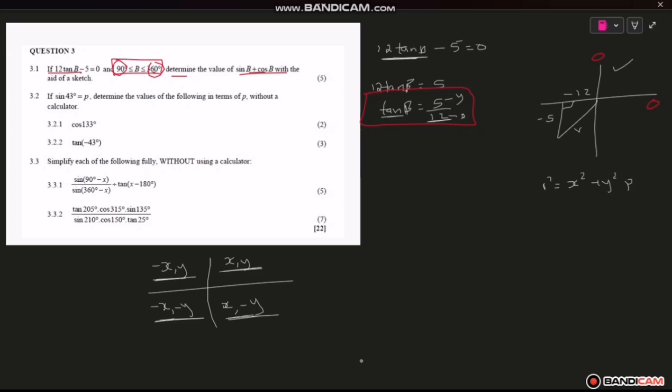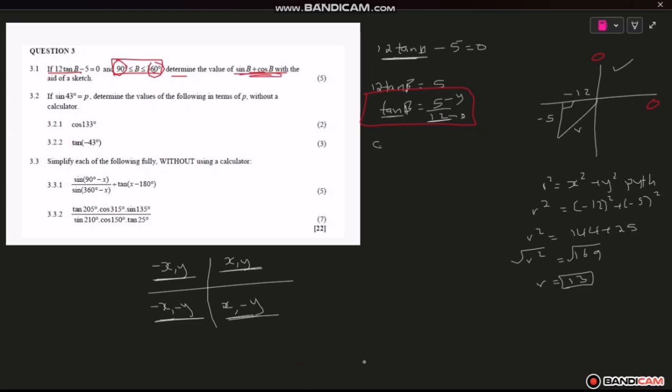Therefore, what is the value of r? We do not have it. That's what we are determining. The value of r squared is negative 12 squared plus negative 5 squared. Therefore, we're going to have 144 plus 25. Therefore, the value of r squared, we're going to have 169. Square root both sides. Going to have r as 13 units, and it makes sense. This is actually the largest or the longest side.